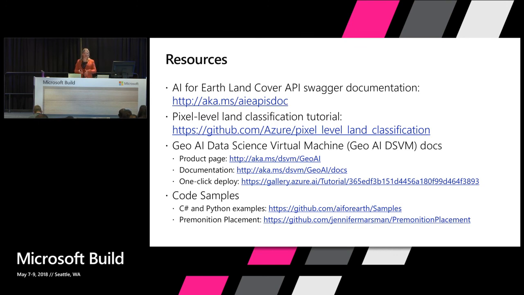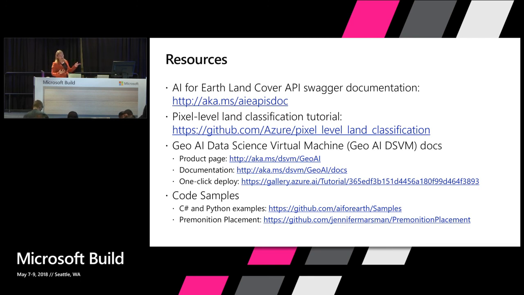So I wanted to end by giving you all of the great resources. Our AI for Earth APIs, the first set around land cover, do have some good documentation available online. It's great Swagger documentation; aka.ms/AIAPIsDoc will get you there. The land cover classification tutorial is there as well. You can walk through all of that. I also have a whole bunch of information on the data science virtual machines for GeoAI. So those are great things. The GeoAI data science virtual machine, in addition to having Esri's ArcGIS Pro software, also contains the land cover mapping tutorial already installed on it.